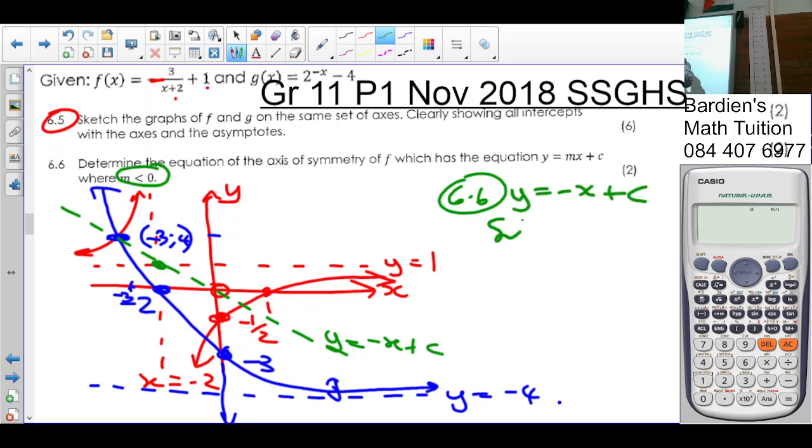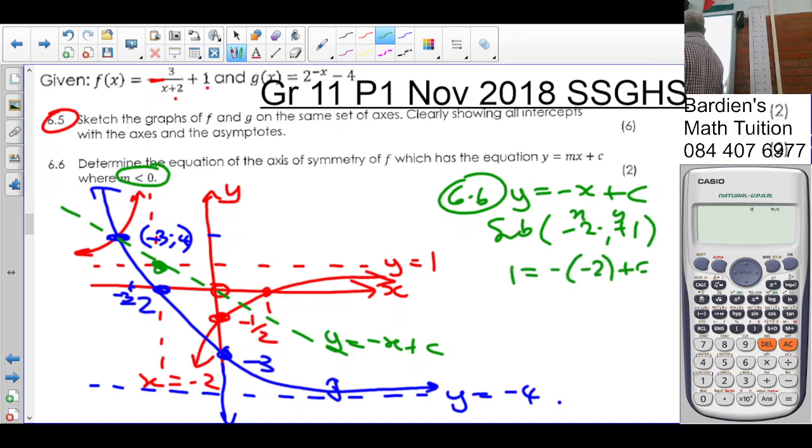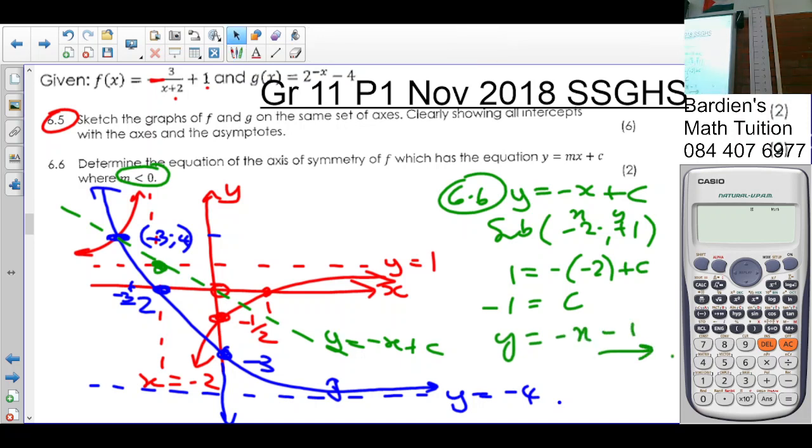And of course we substitute the point of contact of the two asymptotes, which is negative 2 and positive 1, for x and y. So 1 is equal to negative, minus 2, plus c. So that 2, you take it over, becomes minus 1. So we have y is equal to minus x minus 1. And that's the answer that you can put in for 2 marks. Any confusion there?